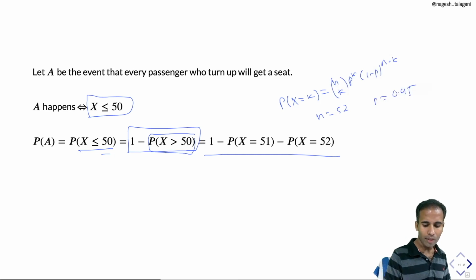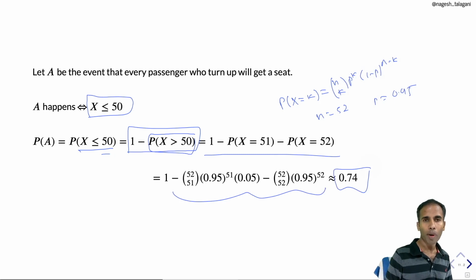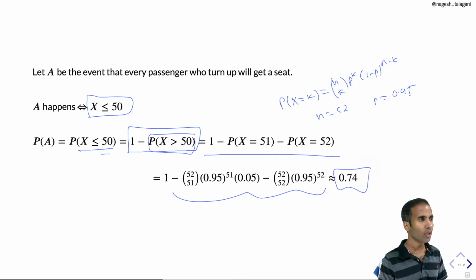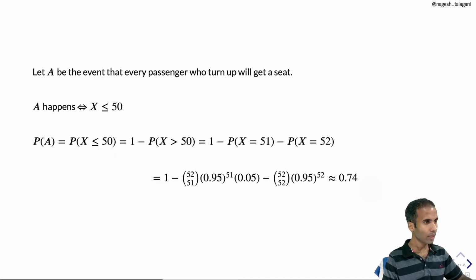Okay, now let us compute this thing. If I use the binomial PMF, then this whole thing gets simplified to 0.74. So the probability of A, that is, the probability that every passenger who turns up will get a seat, is approximately 0.74. Fine. Okay, next.